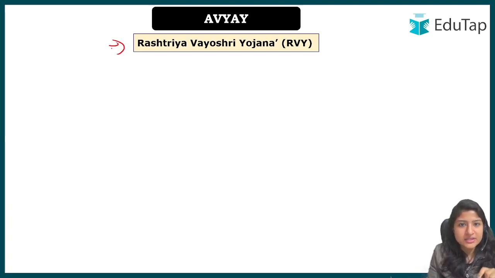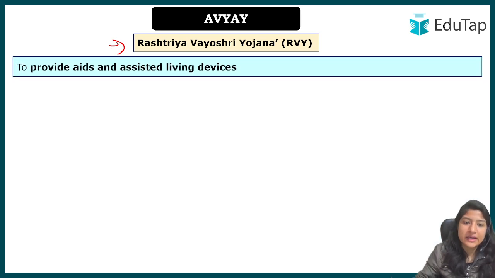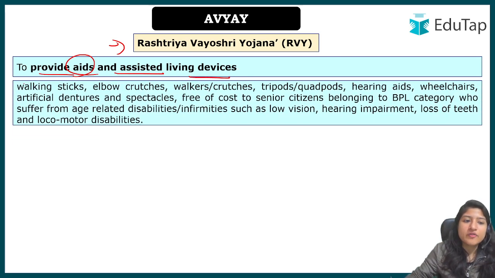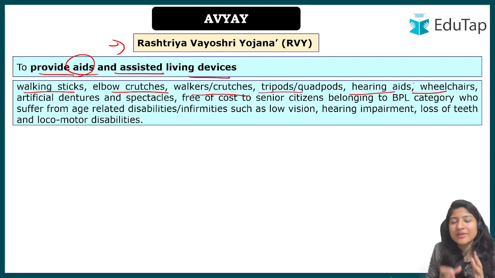In that we have understood about providing physical assisted devices. Okay, to provide aids and assisted living devices. Now these devices will help with what? For example, walking sticks, elbow crutches, walkers, tripods, hearing aids, wheelchairs. I hope you have an idea: whatever physical problem a particular senior citizen might face in their old age, for all these things assistance and devices will be provided.